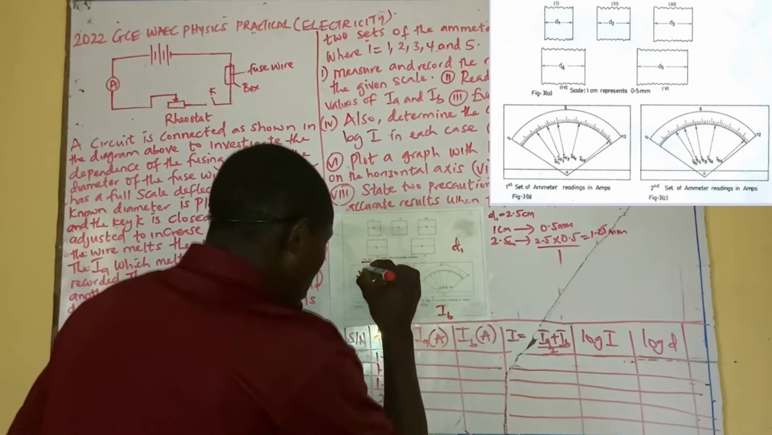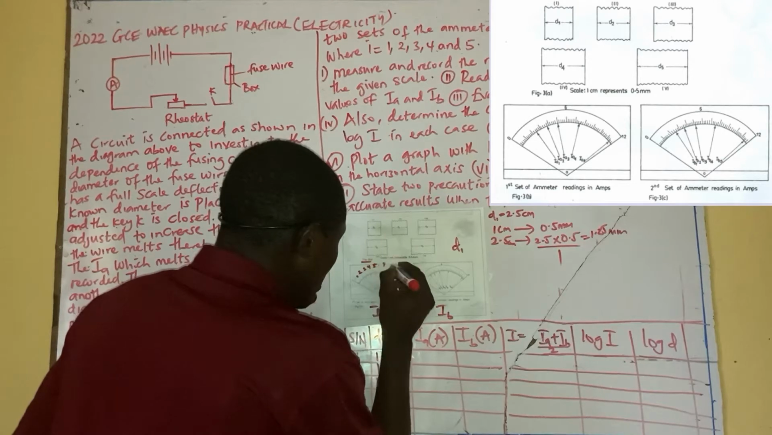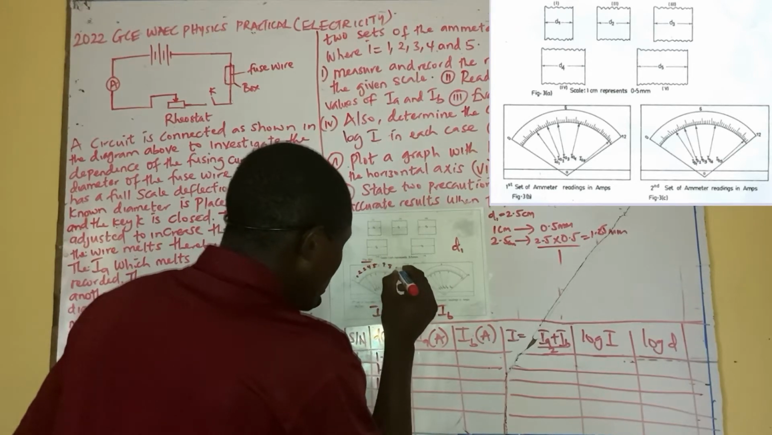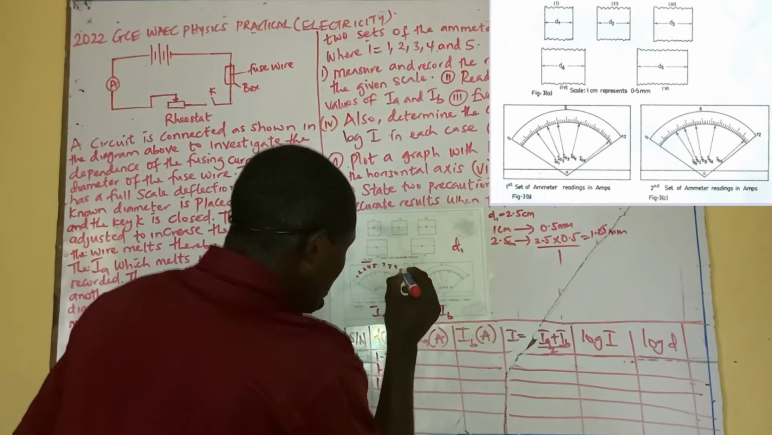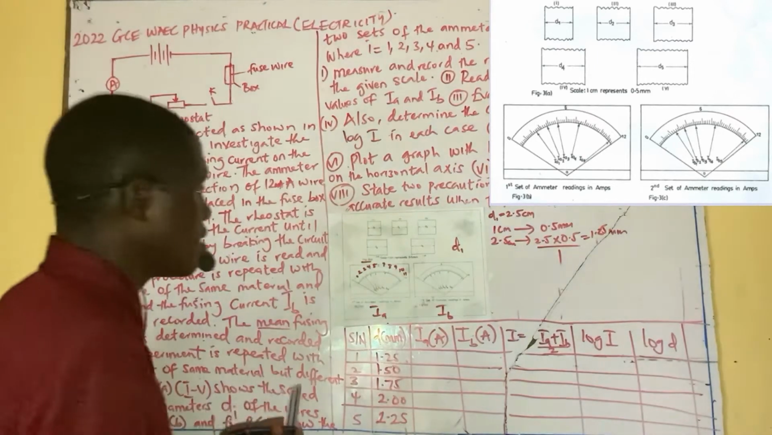This one is what? 3. This one is 4. This one is what? 5. This is the 6 here. 7, 8, 9, 10, then 11. So you have to be very sure of that. You can see how I label it.